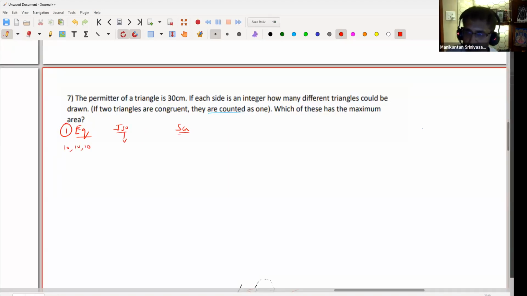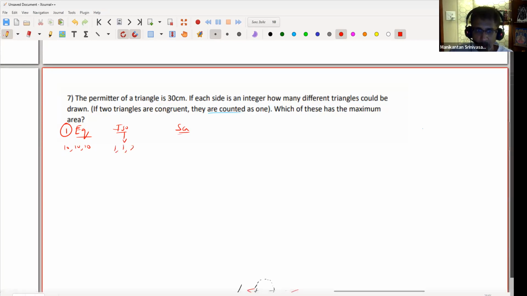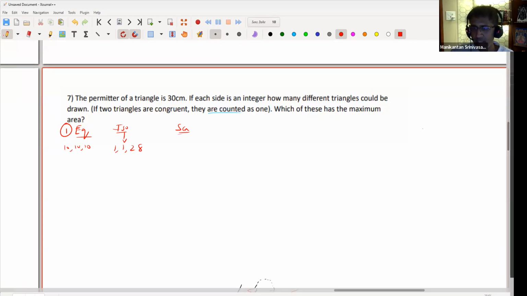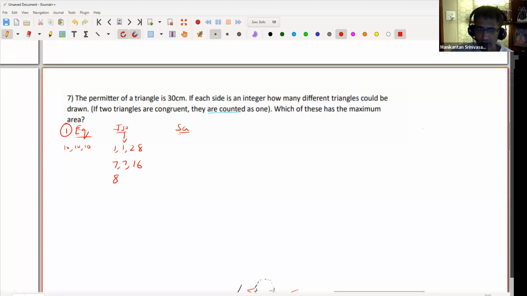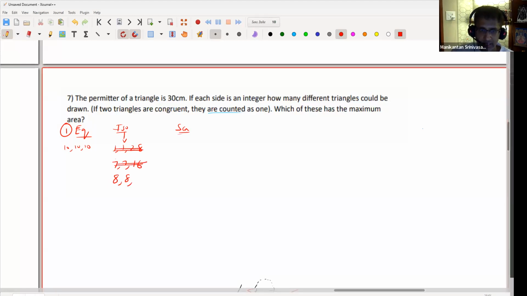Okay, isosceles triangle. There are two equal sides and a third side, right? So can we have 1, 1 and 28? We cannot, right? Because 28 is bigger than 1 plus 1. Similarly, I can go all the way to 7, 7 and 16. I cannot, right? So you have to start from 14. Rather 8, 8, and so all of this is not possible. I'm just listing it so that you guys are understanding.